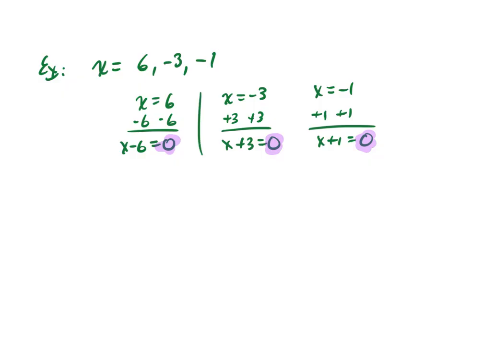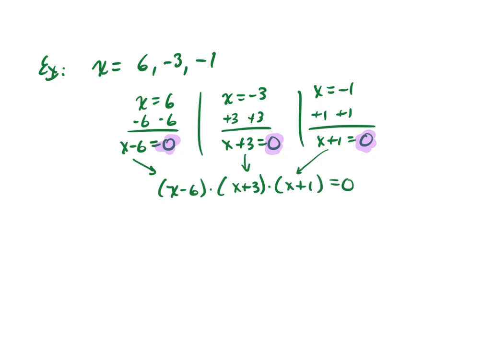But right now we still have 3 separate little equations. To create one big equation, we multiply the left-hand sides together. So the x minus 6 is going to get multiplied by the x plus 3, and that's going to get multiplied by the x plus 1. And that creates one big equation. And then what I'm going to expect out of you guys is to do the multiplication.